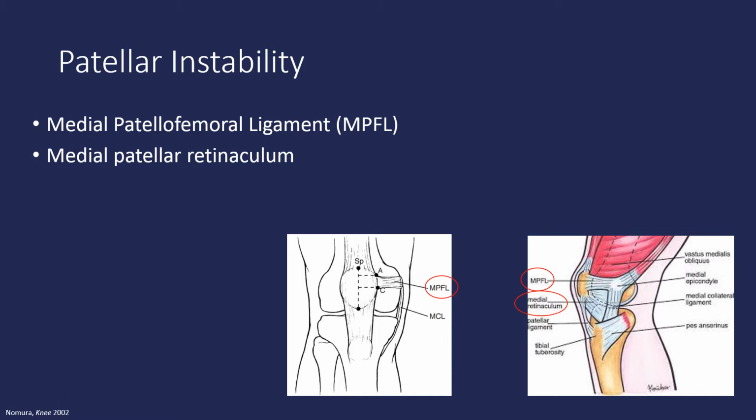Now that we've talked about some of the osseous abnormalities seen and measured on imaging, let's change gears now to some of the soft tissue structures that may become affected by a patellar instability episode. There are two major medial stabilizers of the patella, the medial patellofemoral ligament, MPFL, and the medial patellar retinaculum.